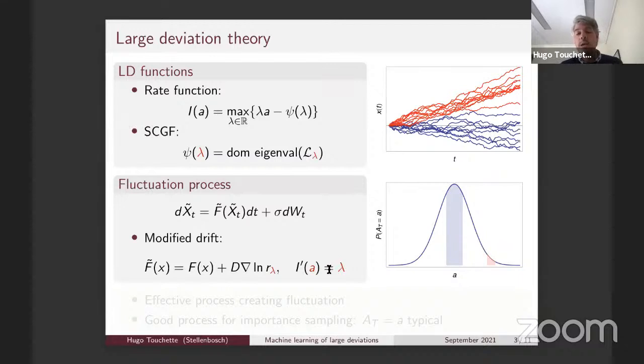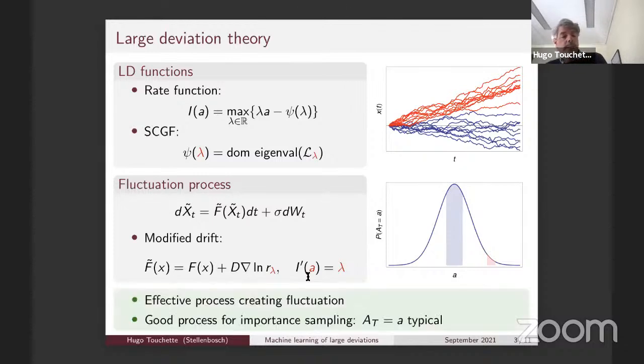It's like a temperature. You fix it by the derivative of the rate function. So this is what we call the duality. This comes from the Legendre transform. So lambda is like an inverse temperature. If you want a large fluctuation, you change that lambda to reach that value according to the derivative of the rate function.